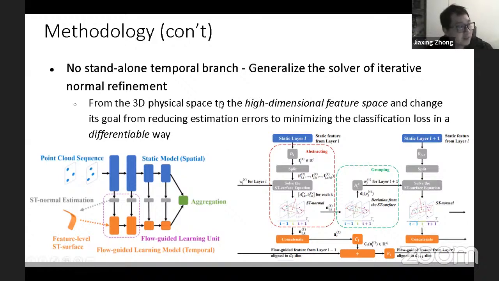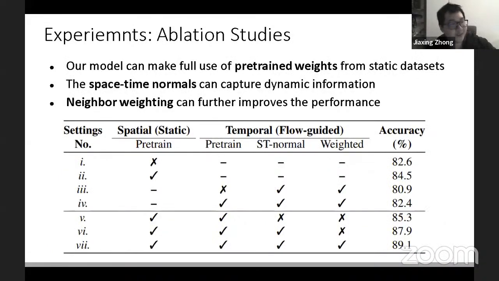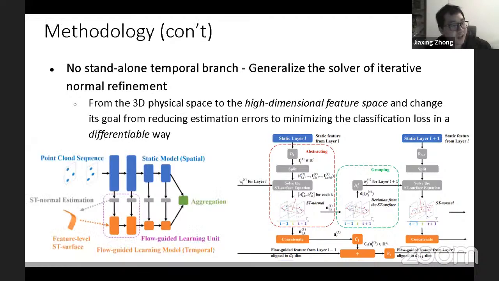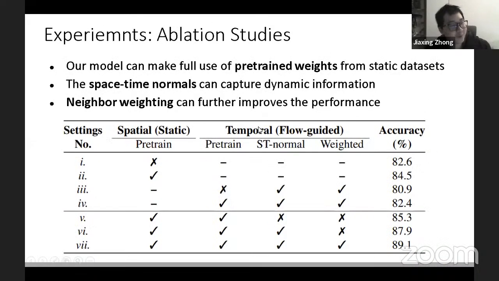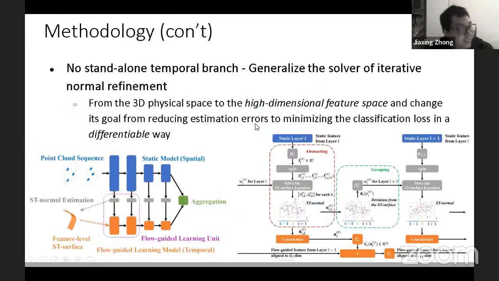Yeah, and that is almost all of our methodology part. If we have any question, we can ask here or after our talk. Yeah, it's so welcome. No problem.